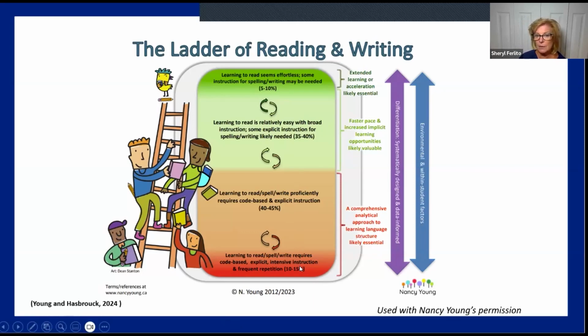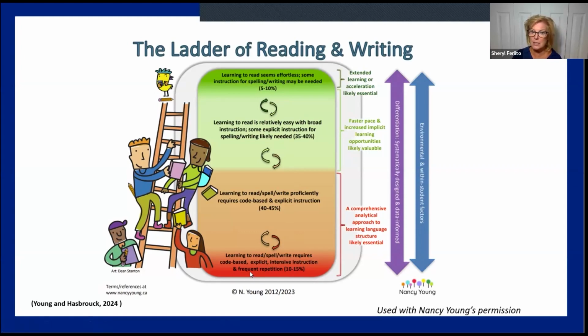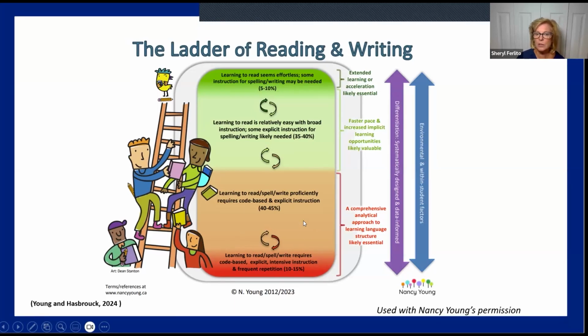So if you look at the ladder from the bottom, we're looking at the kids who need the most support. Learning to read requires code-based, explicit, intensive instruction, and frequent repetitions. Some of those kids could be on an IEP. Then we go into the orange. Notice these are gradient lines. They're not hard lines anymore. They kind of flow into the other one. You're looking at maybe 40 to 45% of the kids, they require explicit instruction, but not as much as the kids perhaps in the red.